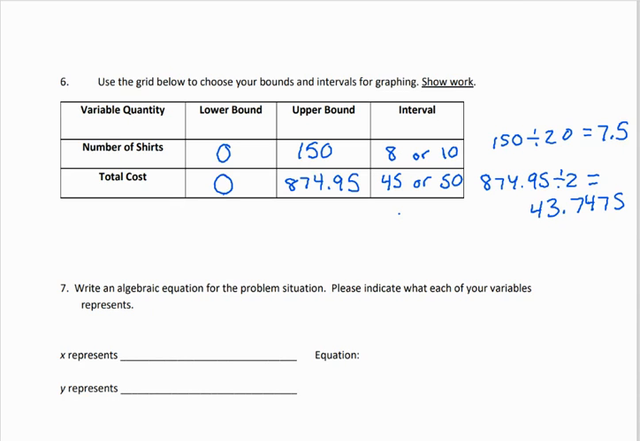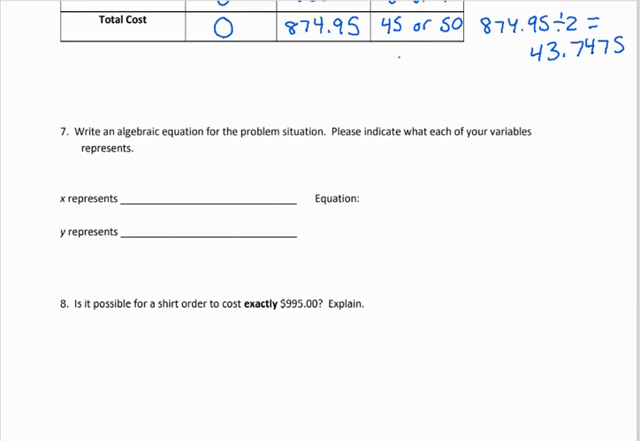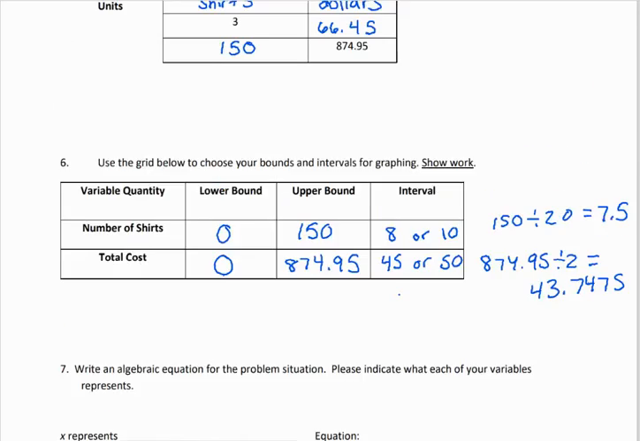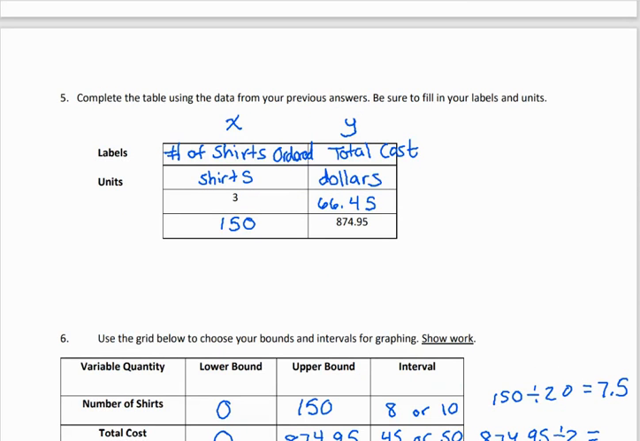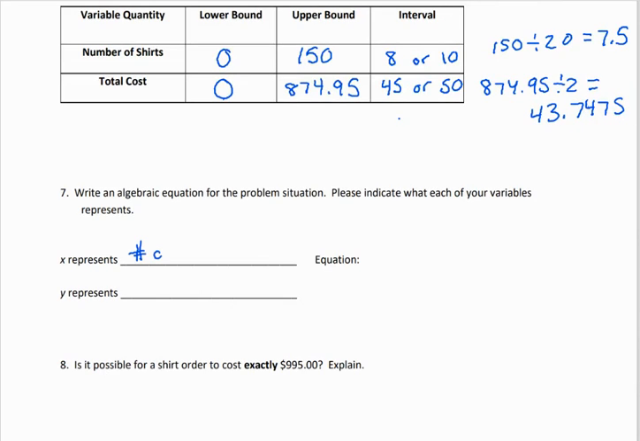Okay, so now let's make sure that we understand this next part and our variables and so forth. So for number 7, it says write an algebraic equation and define your variables. So when it says x represents, let's just go back to my chart. What did I say the x column is? The x column is the number of shirts, exactly. So x represents number of shirts. What did we say that second column? Or again, over here on my interval table, the second one. Yeah, total cost. So y represents total cost.